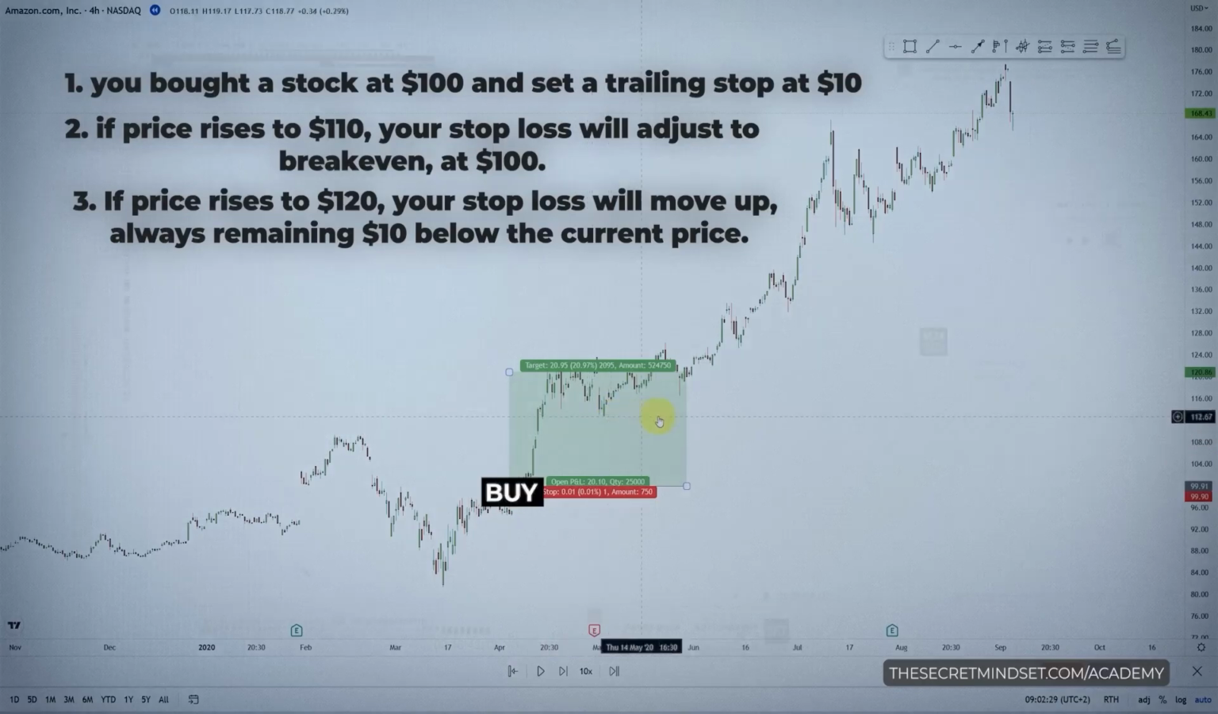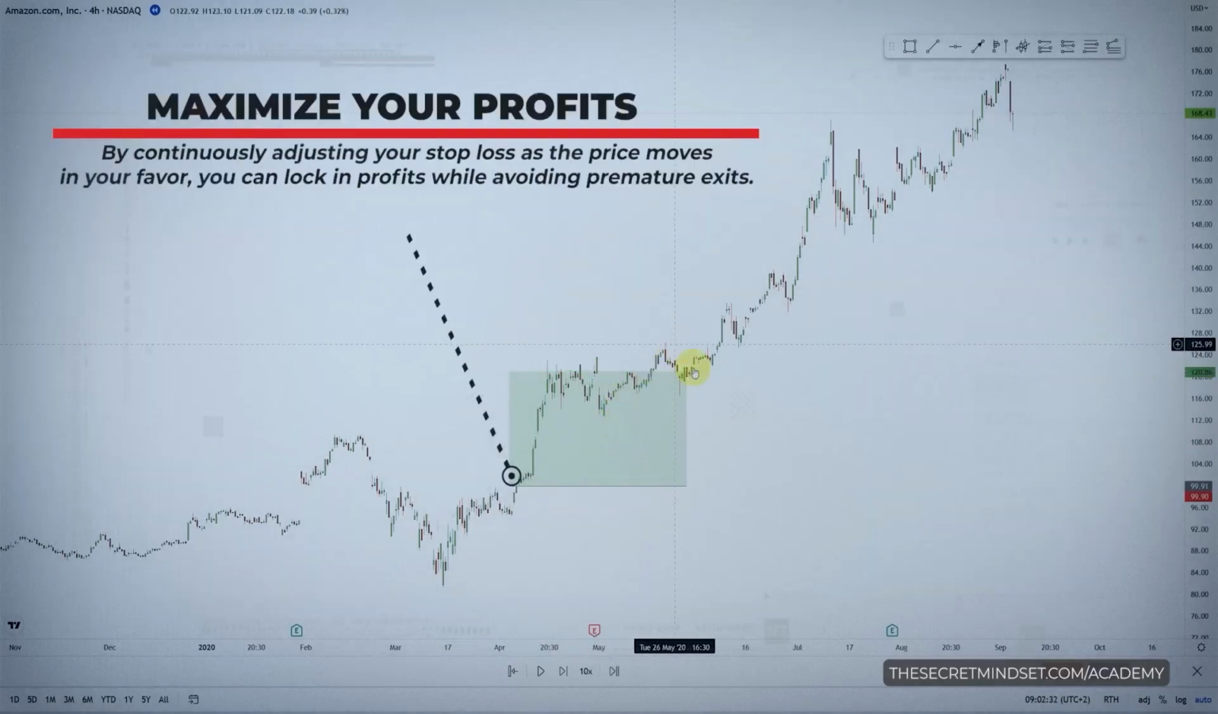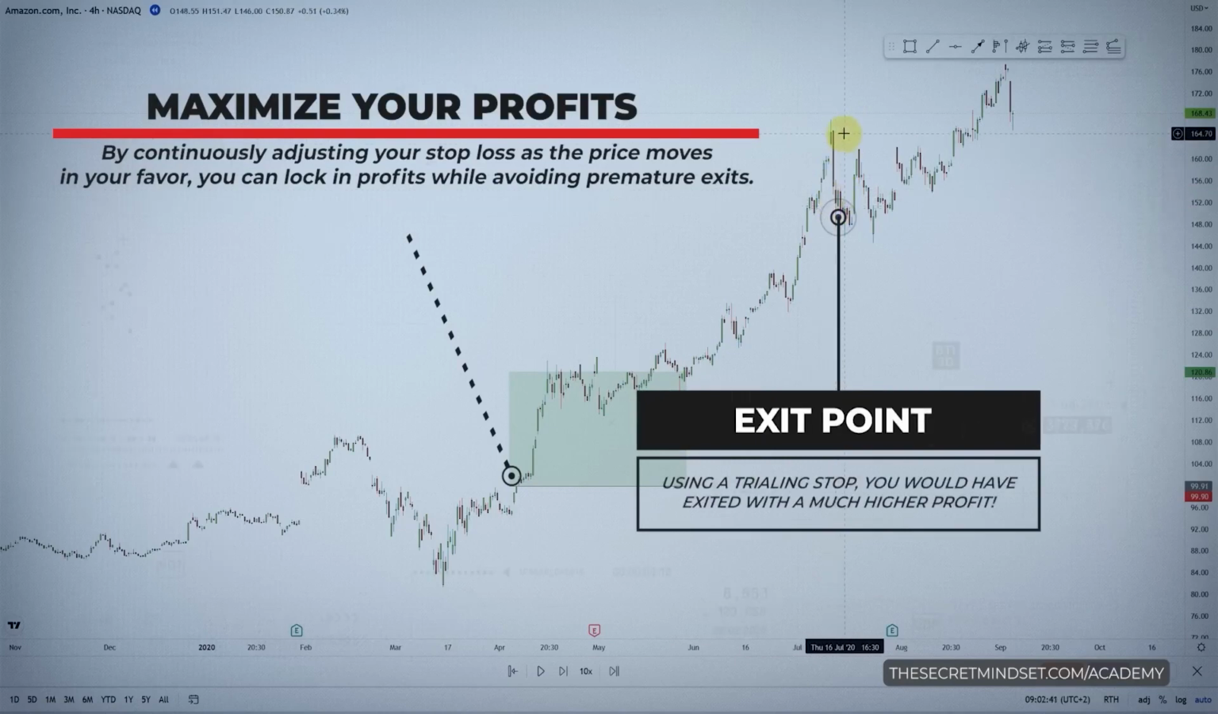The most obvious benefit of using a trailing stop is that it allows you to maximize your profits. By continuously adjusting your stop loss as the price moves in your favor, you can lock in profits while avoiding premature exits.